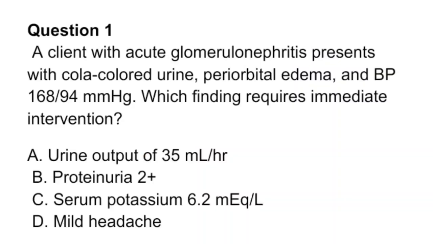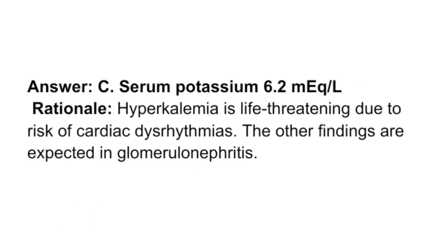Question 1. A client with acute glomerulonephritis presents with cola-colored urine, periorbital edema, and BP 168/94 millimeters of mercury. Which finding requires immediate intervention? A. Urine output of 35 milliliters per hour. B. Proteinuria 2+. C. Serum potassium 6.2 milliequivalents per liter. D. Mild headache. Answer. C.